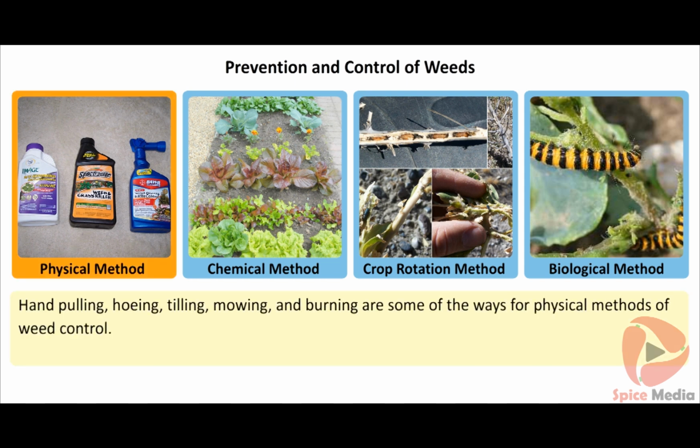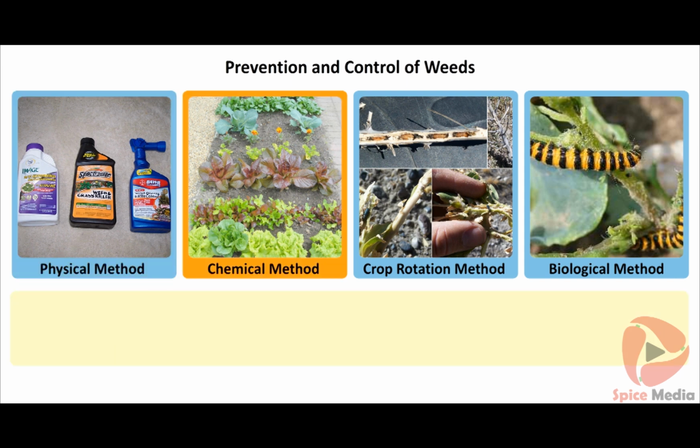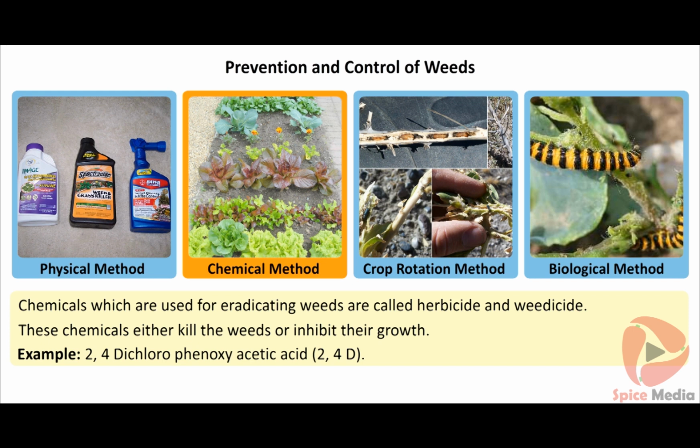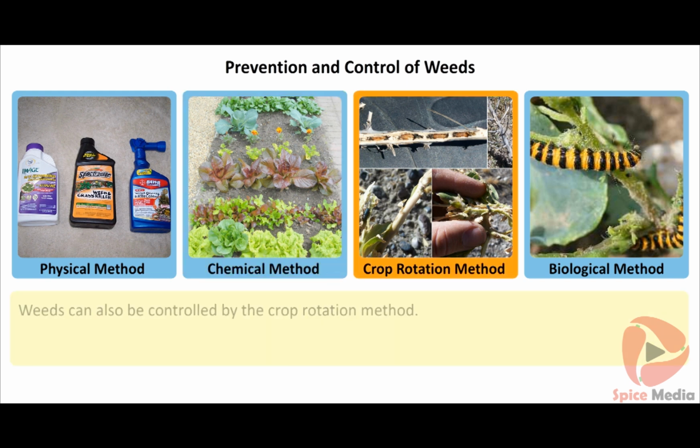Physical method. Hand pulling, hoeing, tilling, mowing, and burning are some of the ways for physical methods of weed control. Chemical method. Chemicals which are used for eradicating weeds are called herbicide and weedicide. These chemicals either kill the weeds or inhibit their growth. One such example is 2,4-dichlorophenoxyacetic acid.